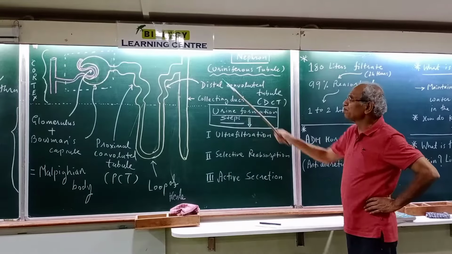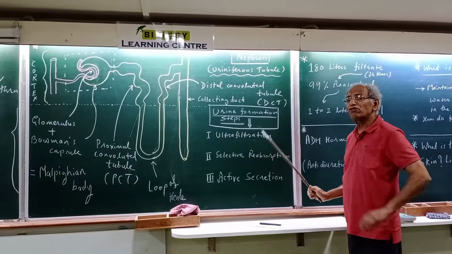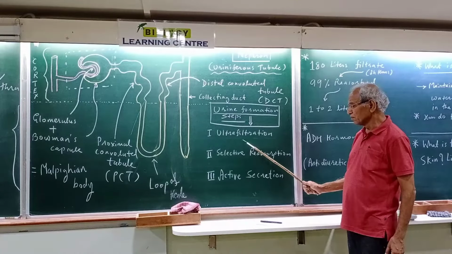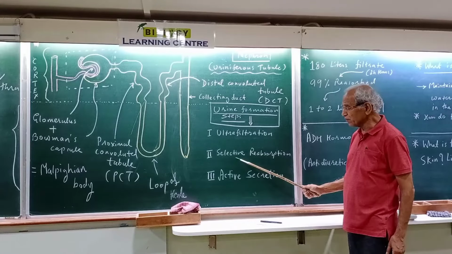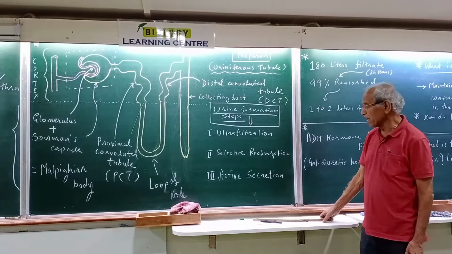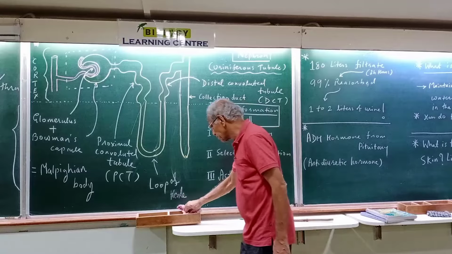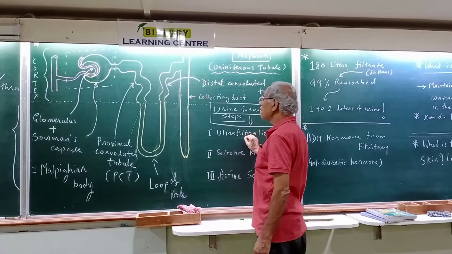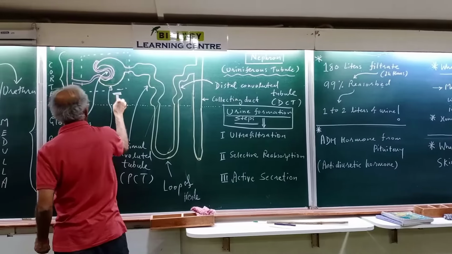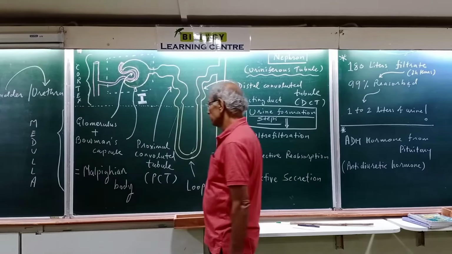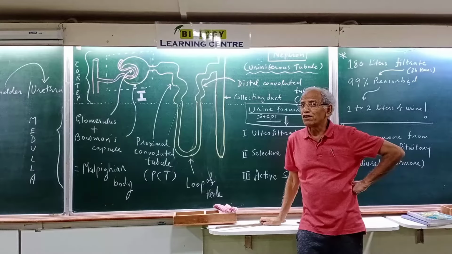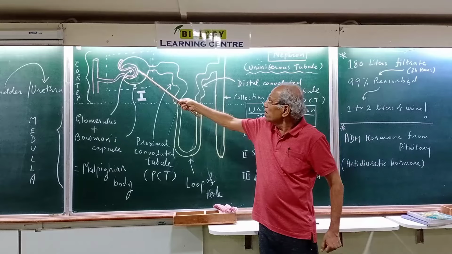Urine is formed in this particular nephron by 3 steps. One is ultrafiltration, second is selective reabsorption, and third is active secretion. Let us see where are these events taking place. The ultrafiltration, step number 1, will be taking place here. It is in the Malpighian body that ultrafiltration occurs. Why it is called ultrafiltration?